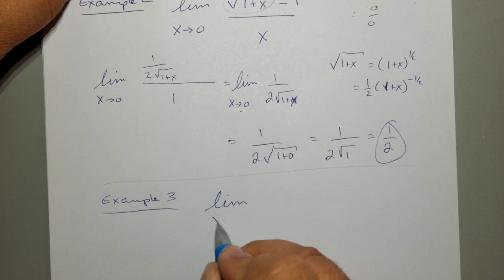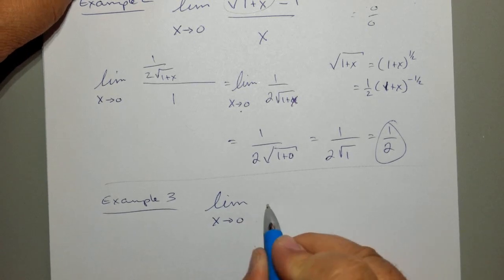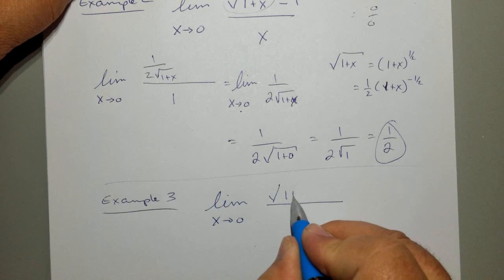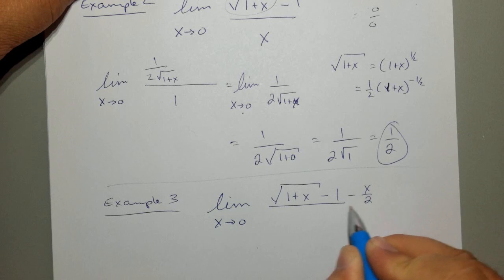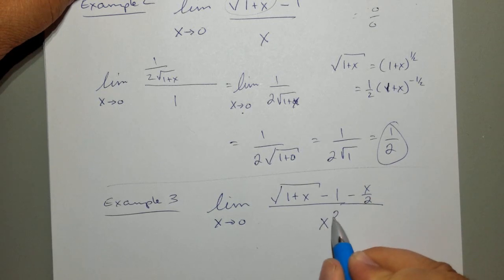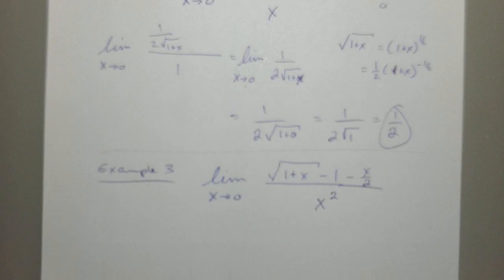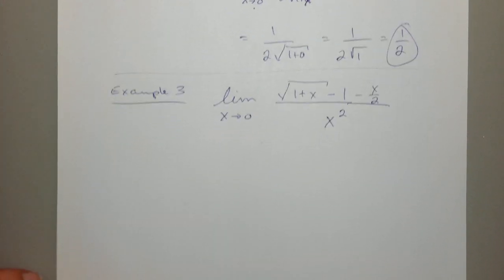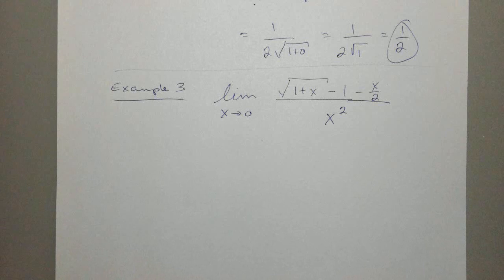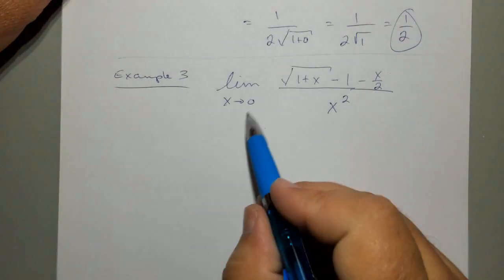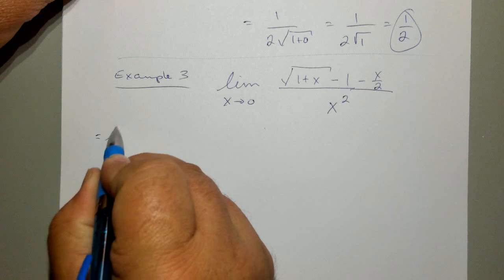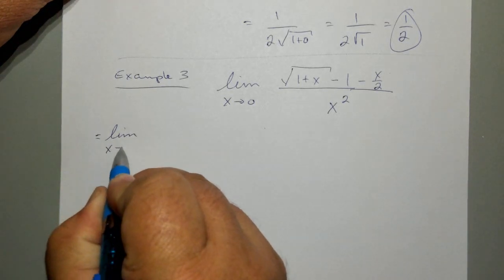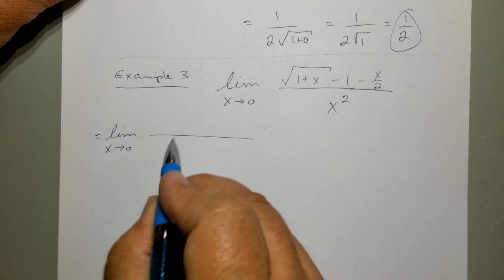Limit as x approaches 0 of square root of 1 plus x minus 1 minus x over 2, over x squared. First off, is it 0 over 0? Yes. So we take the derivative of the top. Well, the bottom is going to be easiest, so it's 2x.